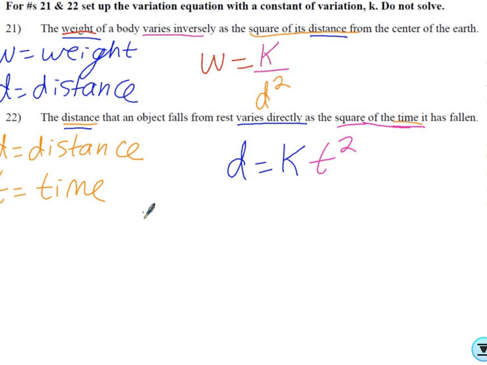Then in number 22, the distance that an object falls from rest varies directly as the square of the time it has fallen. I call D is distance and T is time. Varies directly is just multiplying. So distance that an object falls varies, D equals K, and then directly means we're just multiplying the square of the time, so T squared.